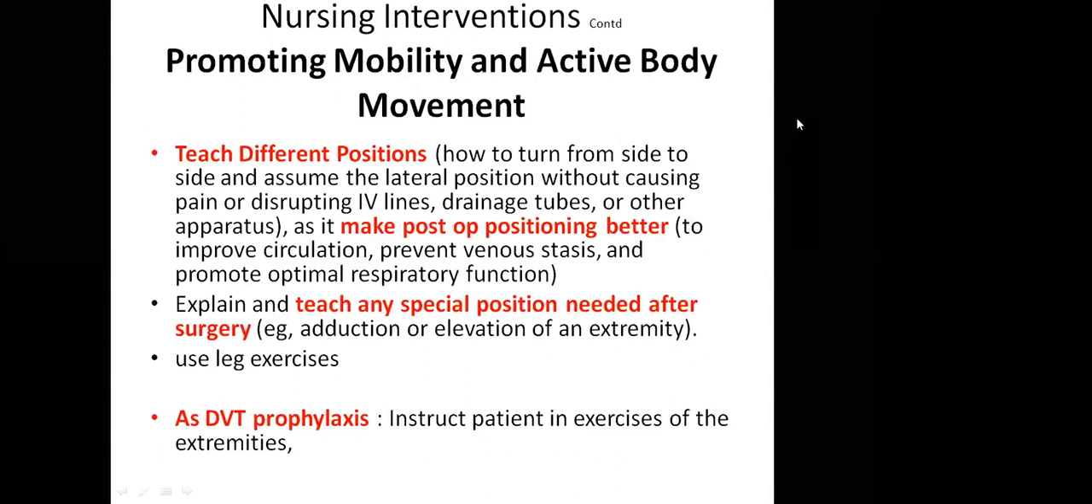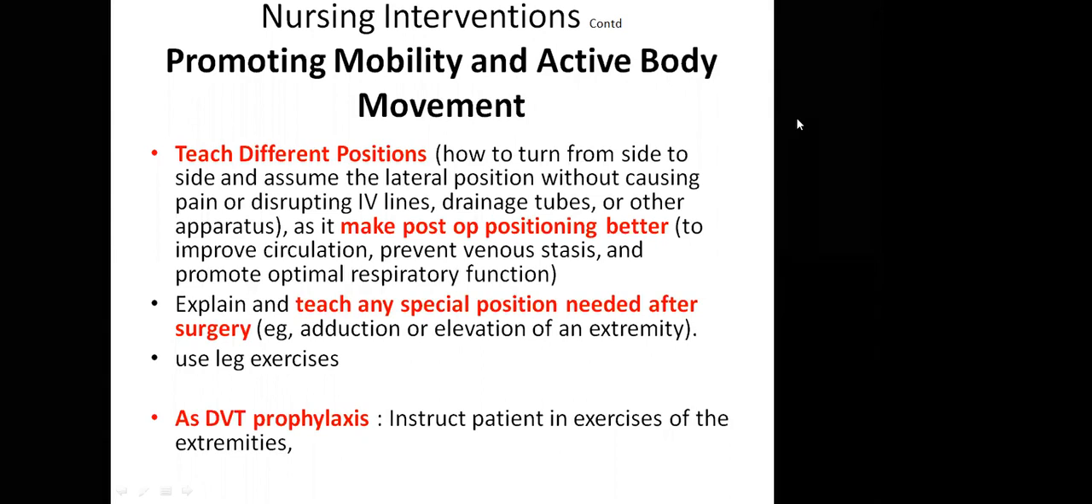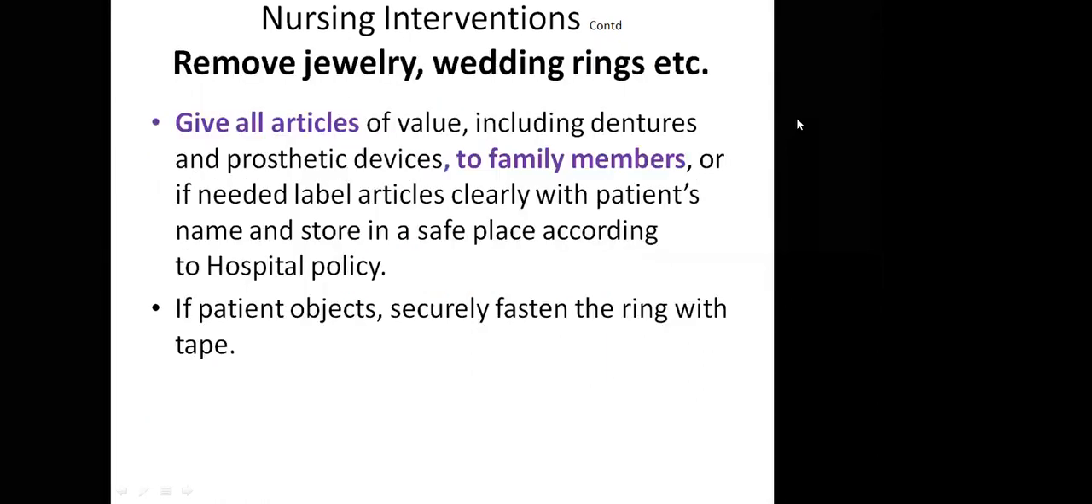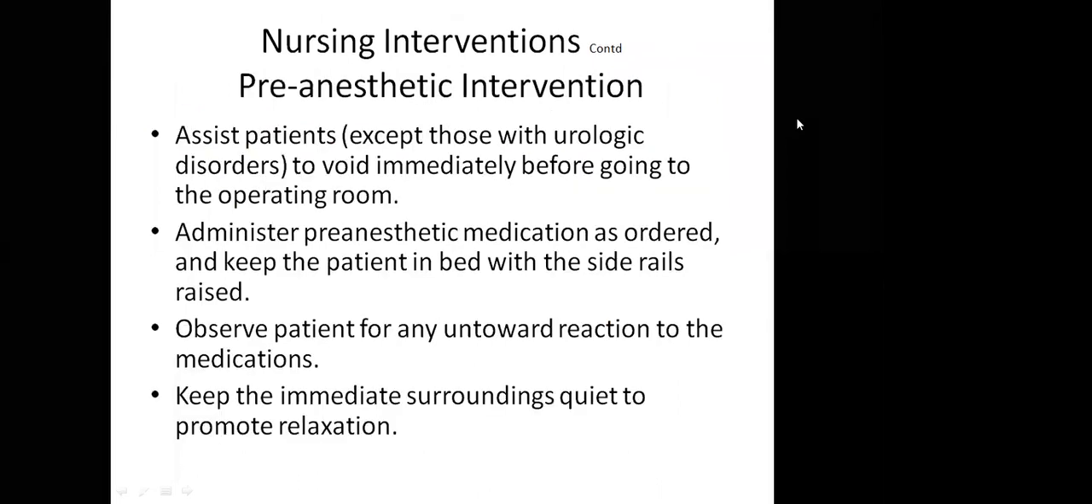Mobility and active body movements: you have to teach different positions in the bed to the patient who is going to be in the post-operative period. Teach any special position required after surgery. And for DVT prophylaxis, you should teach them leg exercises in advance. Remove jewelry, wedding rings and all articles. That has to be handed over to the family members. Take their signature. If someone, for some reason, refuses to remove the jewelry and other items, that should be securely fastened with tape.